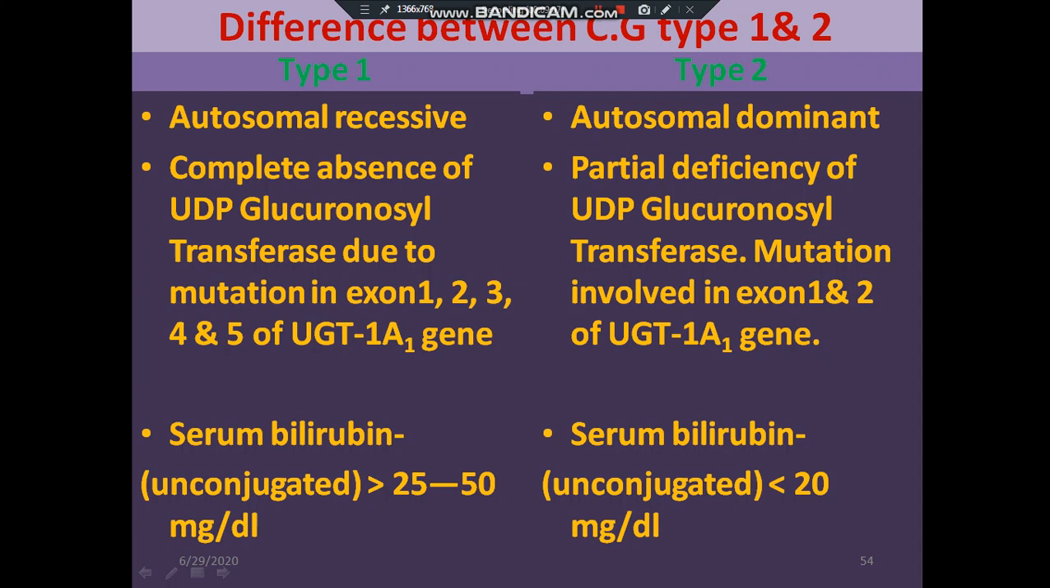Serum bilirubin, mainly unconjugated bilirubin, is more than 25 to 50 mg per dl in type 1 of Crigler-Najjar syndrome, but in type 2 the serum unconjugated bilirubin level is less than 20 mg per dl.